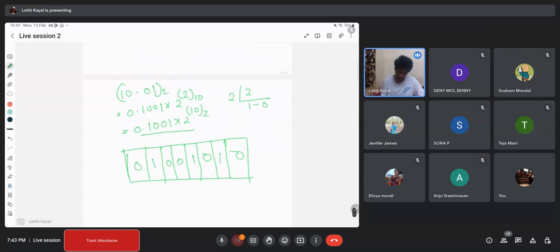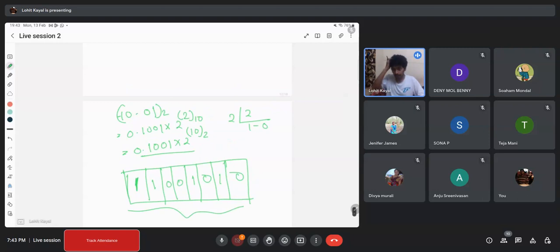Now suppose this number is minus, what will happen? In that case, a 1 will appear here. All right, okay. Now I hope the idea is clear, how to do this kind of problems.